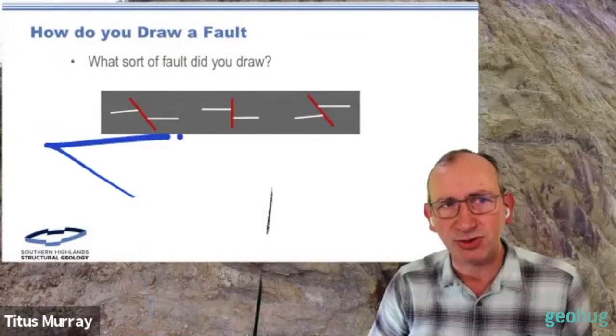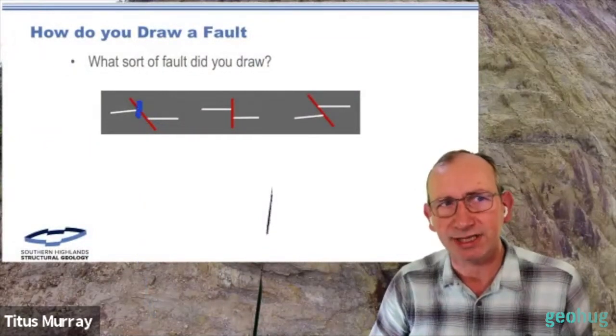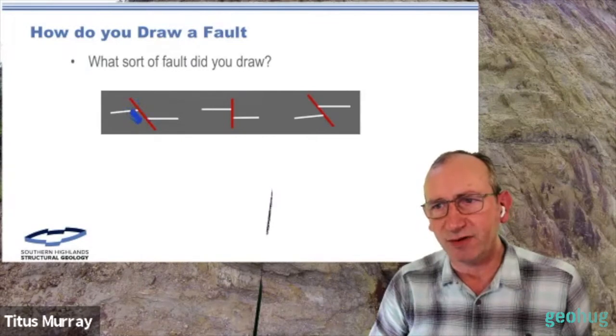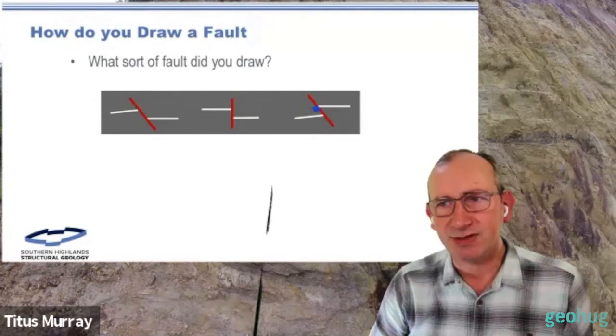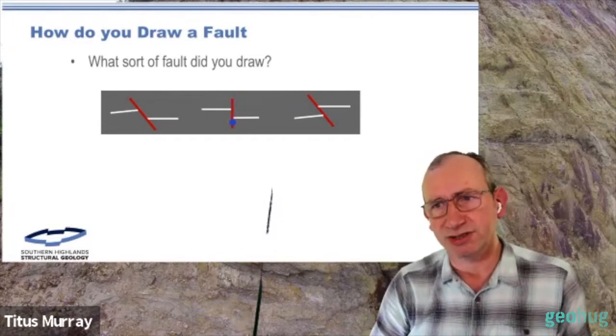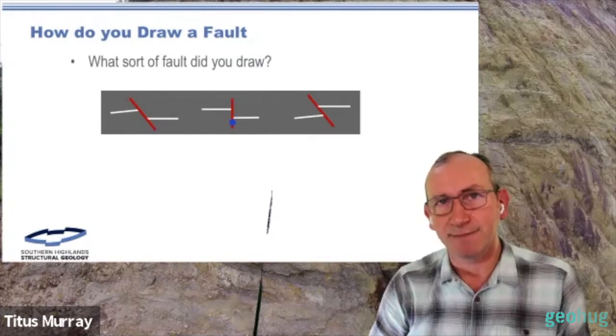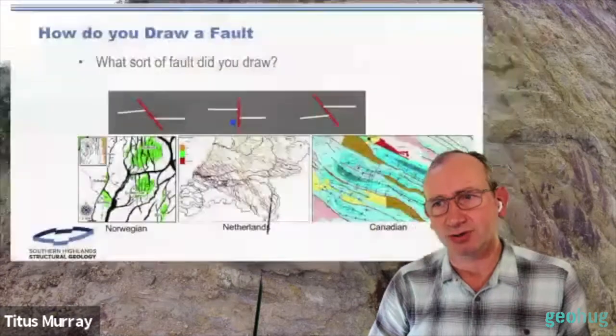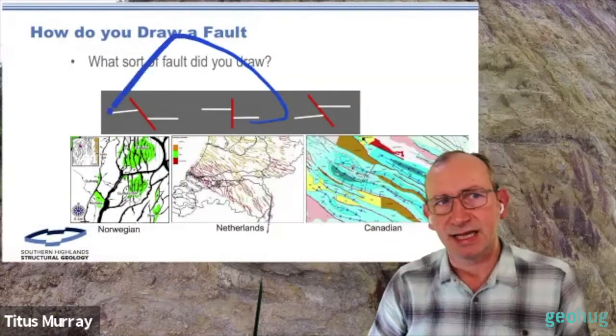There are 3 end members that you can get to here. You can draw yourself a fault like this, a normal fault, or you can draw yourself a reverse fault. How many of you drew those? Or you can end up drawing a vertical fault. What I've seen from working with a whole range of geoscientists around the world is that there's a bit of a cultural basis to this.